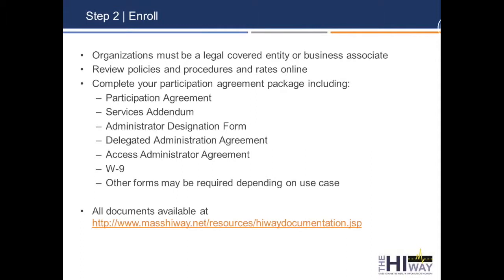You must complete your participation agreement, and that participation agreement comprises the agreement itself, the services addendum, the administrator designee form, the delegated administration agreement, the access administrator agreement, the W-9, and then depending on your use case, you might have specific Mass Highway participation agreements required. You can find all these documents available at the below link. So when these slides are made available to you, you'll be able to access those agreements there.